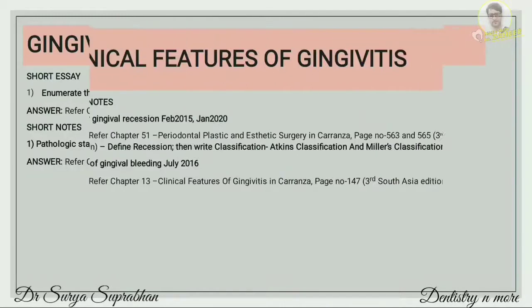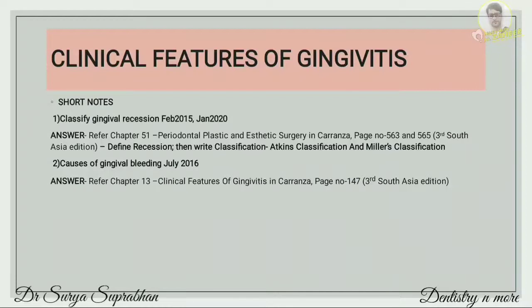Coming to the next chapter, that is the clinical features of gingivitis. Classify gingival recession. For this you have to refer chapter 51, and first you have to write what is recession, and then you can write about the classification. Two classifications are there. Atkins classification is given in page number 563 of Carranza, and Miller's classification in page number 565.